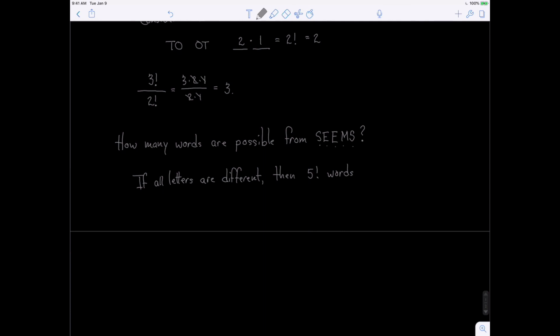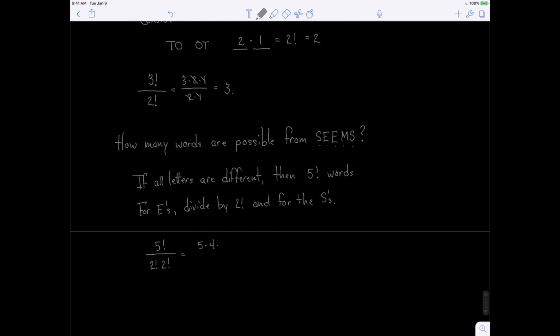Now wait a minute though. I have the E's repeat. So for the E's, we need to divide by 2 factorial. But if we look closely, notice there's also an S at the beginning of SEAMS and 1 at the end. Divide by 2 factorial for the E's and for the S's. So the problem becomes 5 factorial divided by 2 factorial for the E's divided by 2 factorial for the S's. And so I'm going to do this by hand.